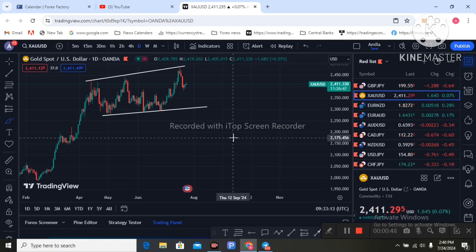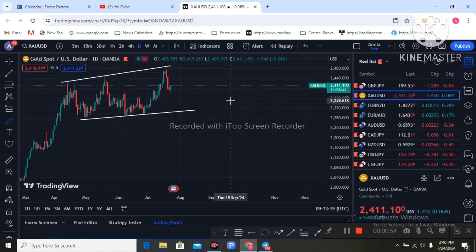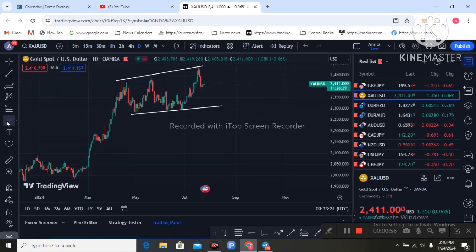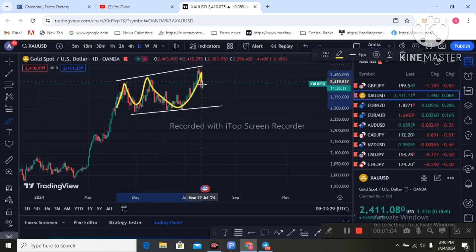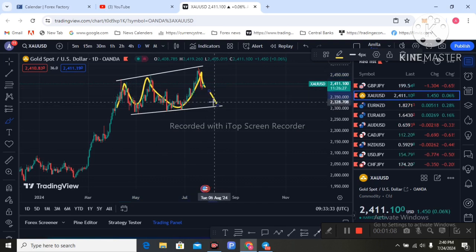So let's see what will happen to gold with the USA gross domestic product report. I'm on the daily chart of gold. You can see this is the pattern. Price is ranging in this pattern. Price can drop to this level, that is one option, and continue to the upside as well, that's the second option on the daily chart.